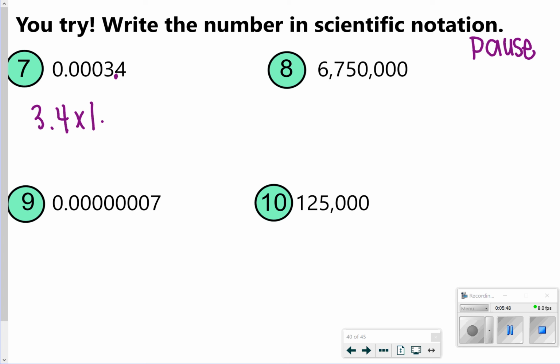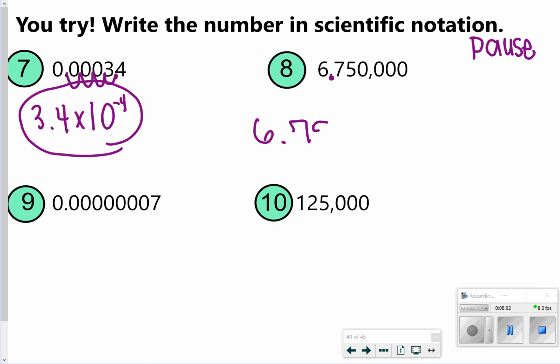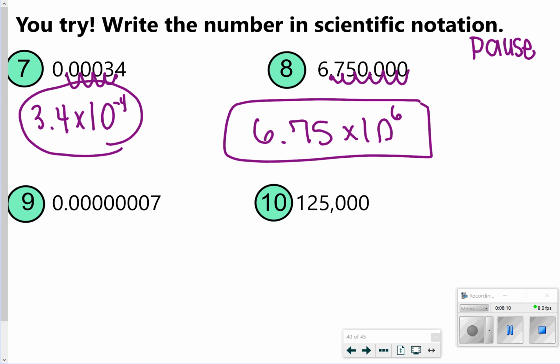Alright, for number 7, your decimal needs to be between the 3 and the 4 to make 3.4. So we will have 3.4 times 10, but let's find out what our exponent is. 1, 2, 3, 4. That's 10 to the negative 4th power because you had to move back to the left. For number 8, my decimal needed to be 6.75, and then my exponent needed to be 1, 2, 3, 4, 5, 6, a positive 6.